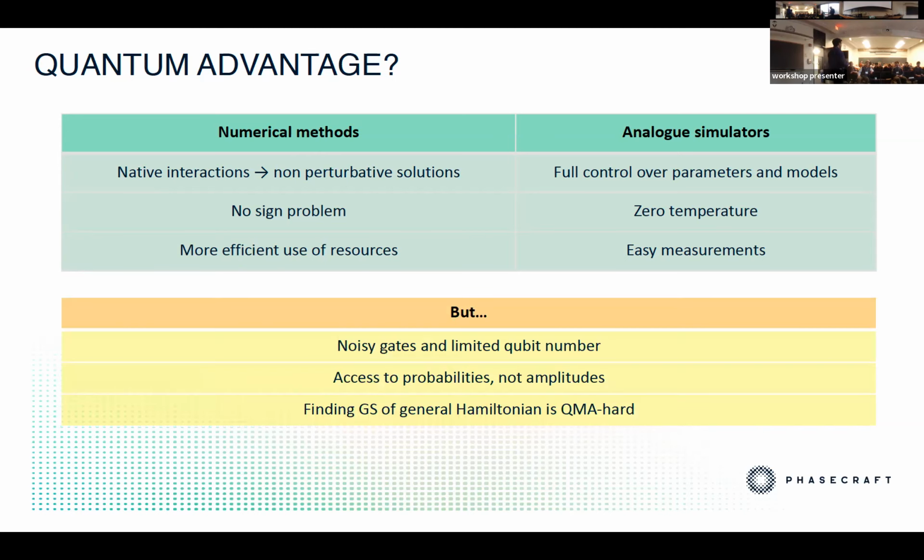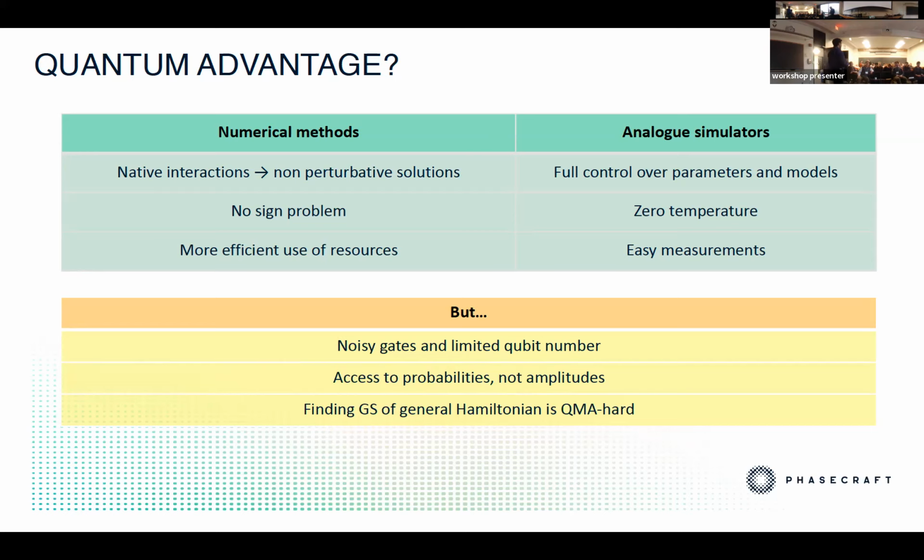So, should we all stop using analog quantum simulators and numerical methods? Of course not, at least not yet. Indeed, current quantum computers are still pretty limited, as I will show you. The sizes of the models we've been able to simulate are very, very small in some ways, and they only allow us to measure probabilities and not probability amplitudes. So, for instance, we don't have access to the wave function of the system.